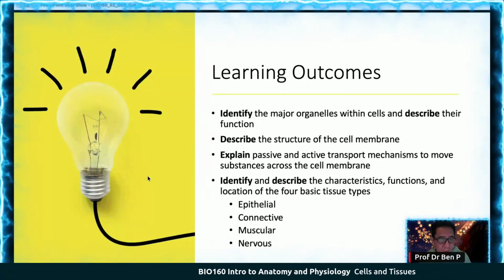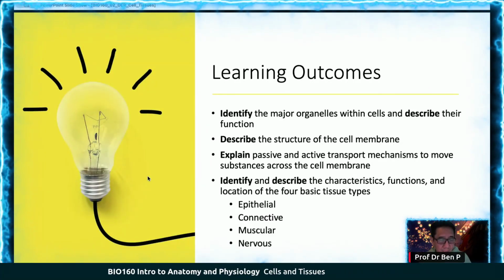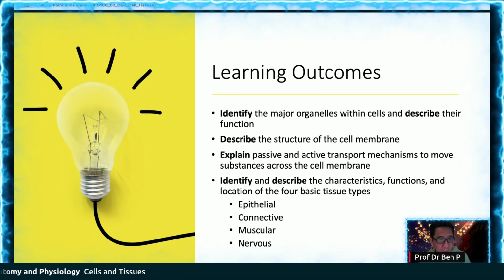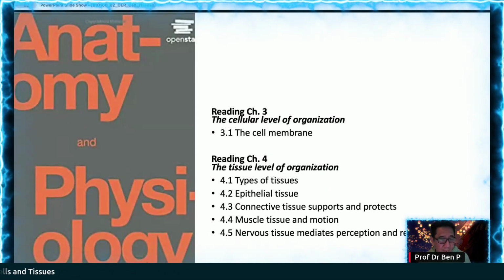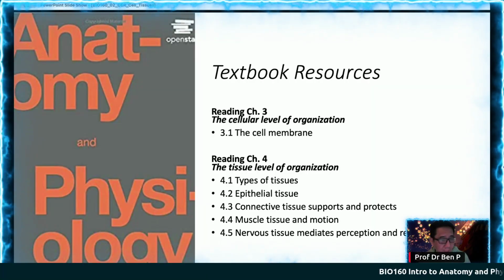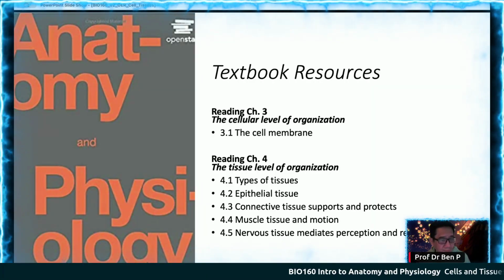Okay, so this is the learning outcome. You're going to be learning different tissues in your body and different parts of your cells, and these are the chapters in your OpenStax textbook.